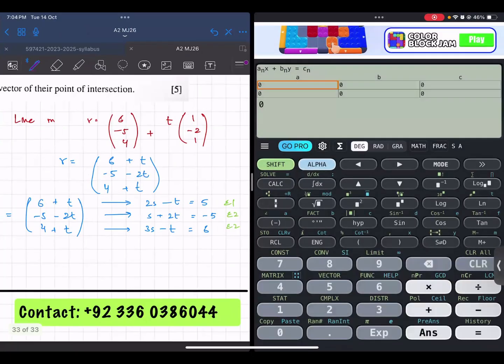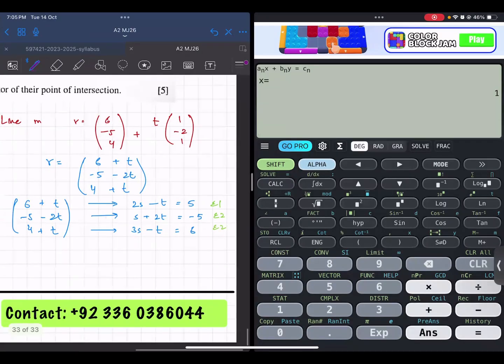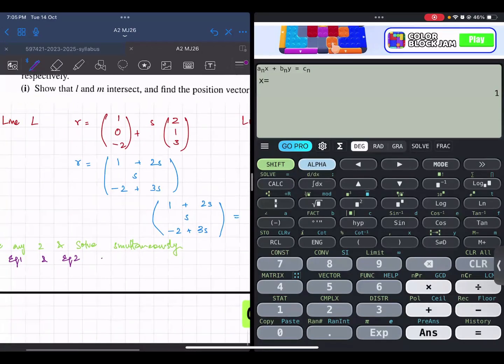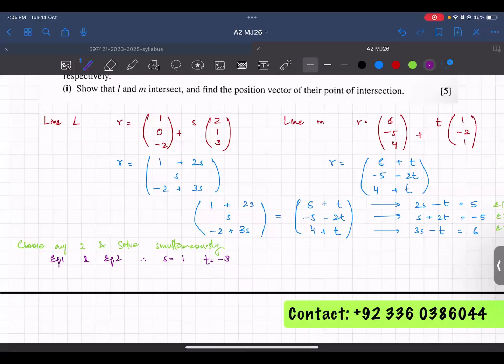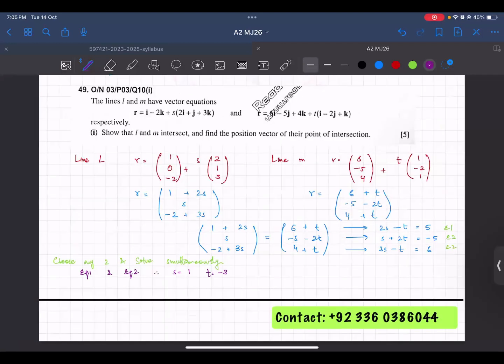So equation number 1 is 2, minus 1 and 5. And equation number 2 is 1, 2 and minus 5. So you are getting your value of s. S is coming out as 1 and t is coming out as minus 3. Now is the important part. You use any two equations and you solve for the two variables.